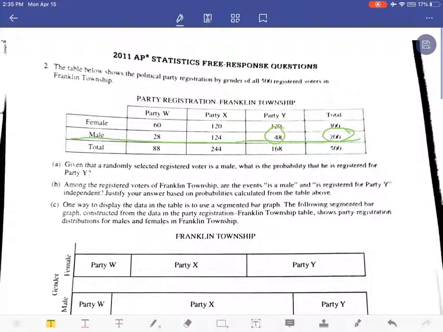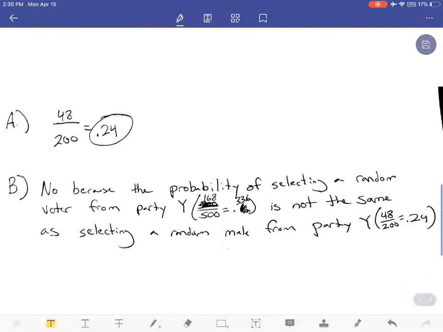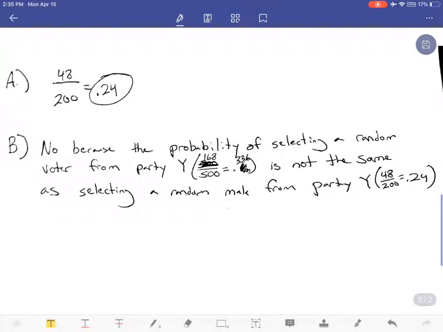So if you did that calculation, you would have found that it's not independent. So we say that no, it's not independent because of the probability of selecting a random voter from party Y, so this is any random voter, all 500 people together, male and females. So we have 168 divided by 500 equals 0.336. So that probability is not the same as selecting a random male and then being in party Y, which comes out to 0.24.